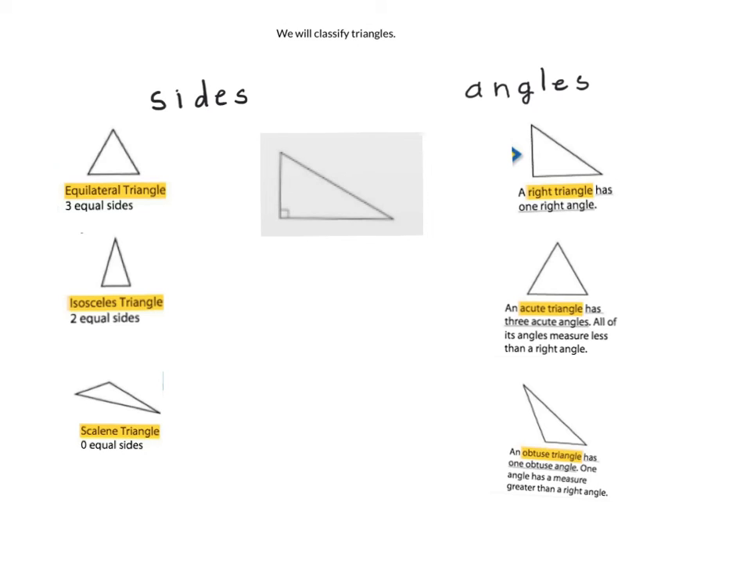Okay, we're going to look at one more and classify this one. When we look at the sides, there are no equal sides on this triangle, no equal lengths. So this is a scalene triangle. And if we take a look at the angles, we know that this little square in here is telling me that this angle is a right angle, and a right triangle has one right angle. So it's a right triangle. So this triangle is a scalene right triangle.